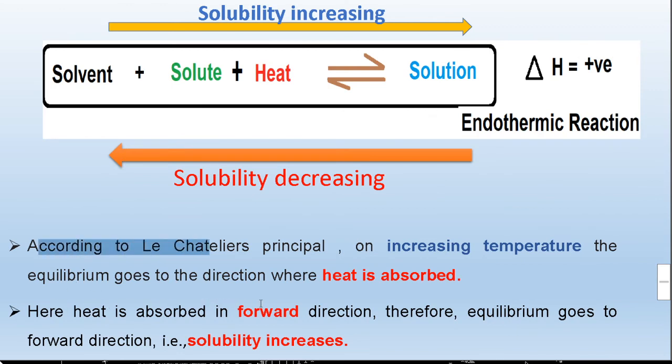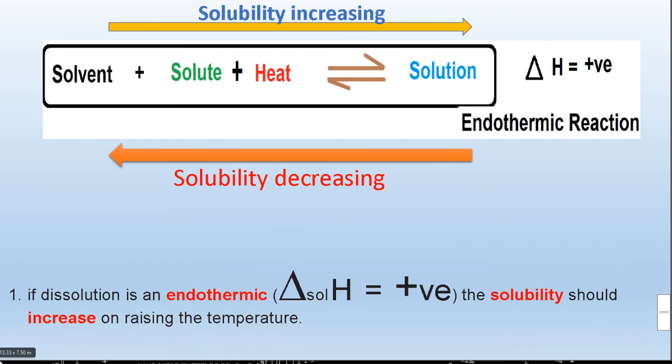Now, according to Le Chatelier's principle, on increasing temperature the equilibrium goes to the direction where heat is absorbed. Here heat is absorbed in forward direction, therefore equilibrium goes to forward direction, that is solubility increases. Thus we can conclude if the dissolution process is an endothermic process, the solubility should increase on rising the temperature.